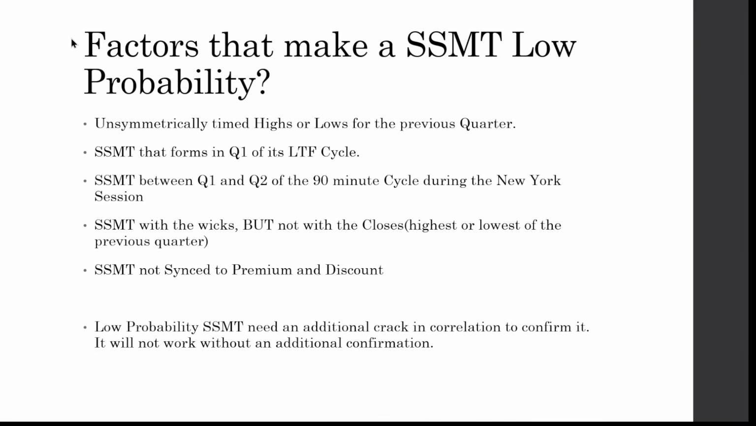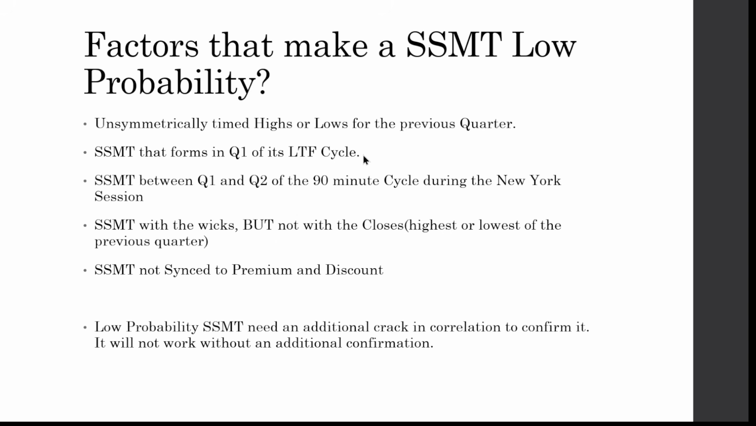So factors that make a sequential SMT low probability: unsymmetrically timed highs or lows for the previous quarter. This simply means that the previous quarter's high or low in which you are gauging your sequential SMT does not form at the same time in the different assets. Sequential SMT that forms in Q1 of its lower time frame cycle.